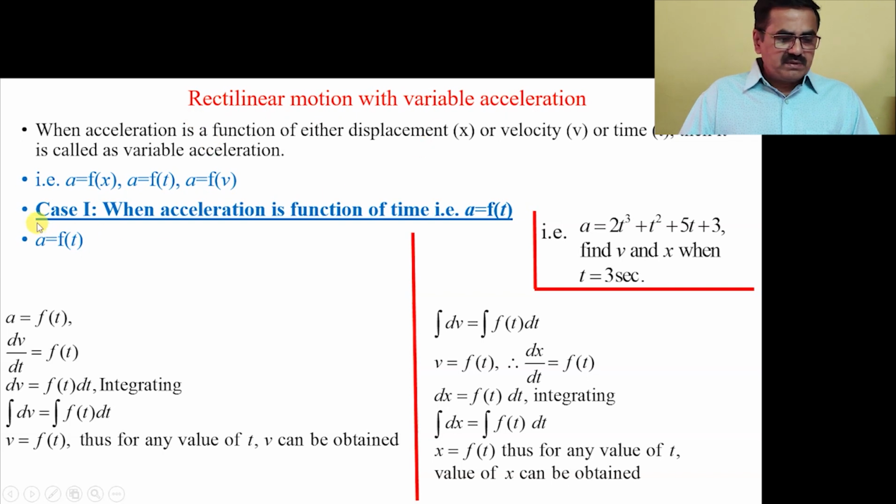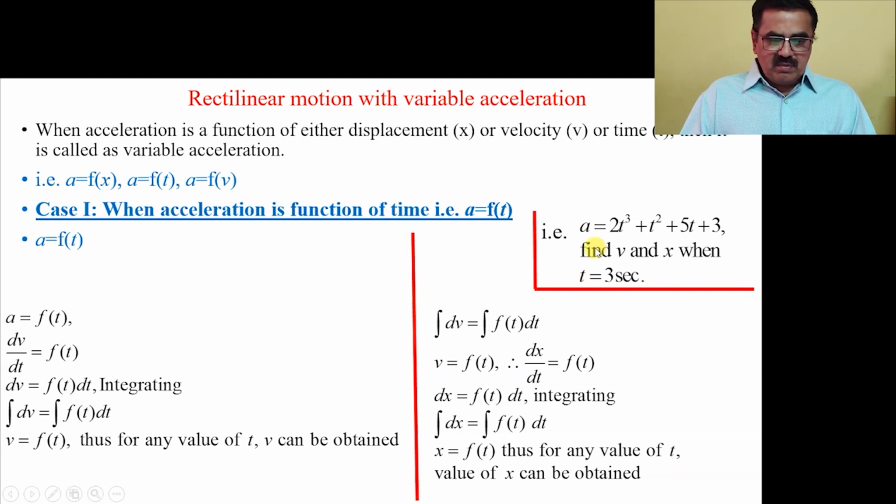So these are the cases related to rectilinear motion with variable acceleration. Let us discuss the first case, when acceleration is a function of time t. So a is equal to f of t, and suppose now we are having a problem like this. The acceleration of a particle is defined as a is equal to t cube plus t square plus 5t plus 3, and now our problem is to find the velocity and displacement when t is equal to 3 seconds.